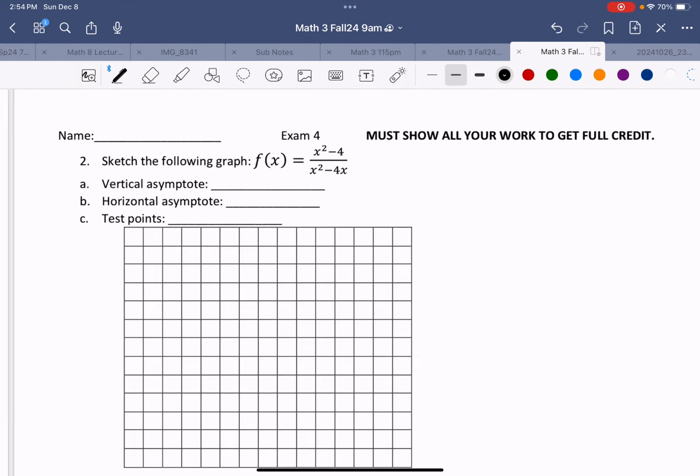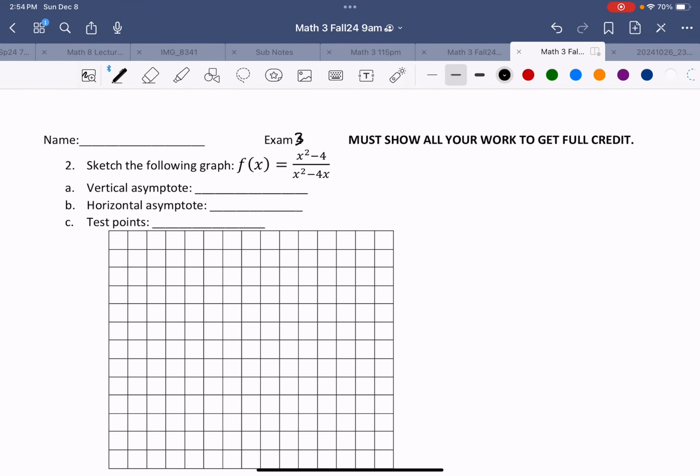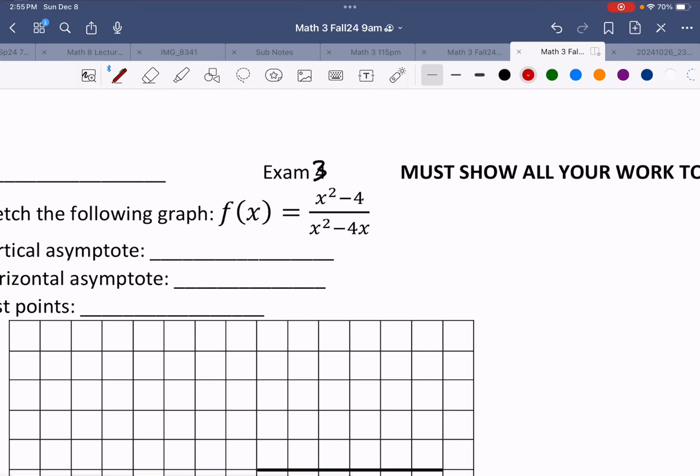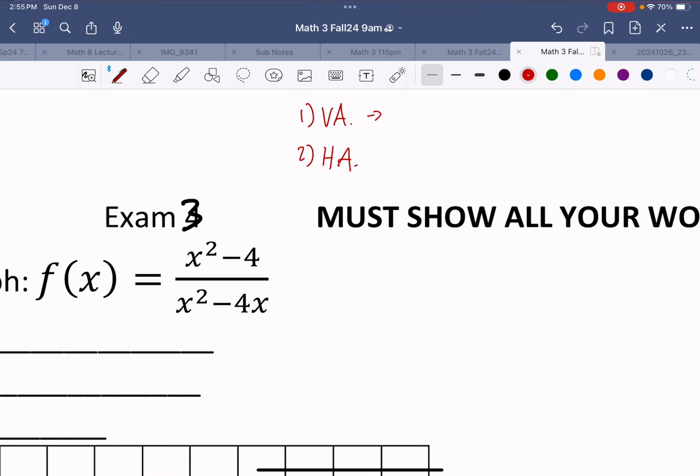All right, so this is supposed to be a 3 here. But to graph this rational function, you have to remember the first thing we have to do when we did these is you start by looking for your vertical asymptotes. Then you find your horizontal asymptotes. Which, don't forget, for the vertical asymptote, it's all the values of x.